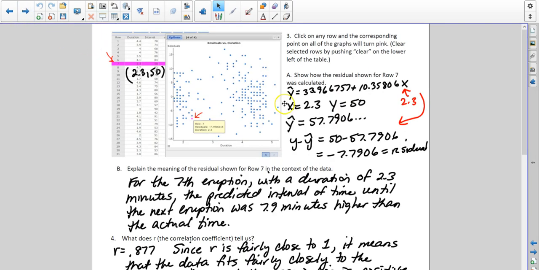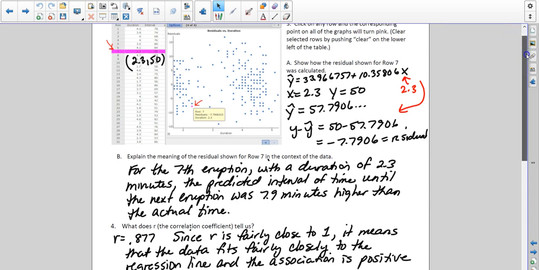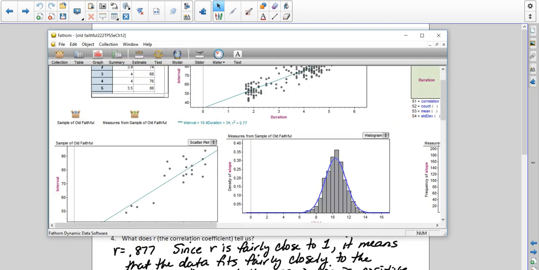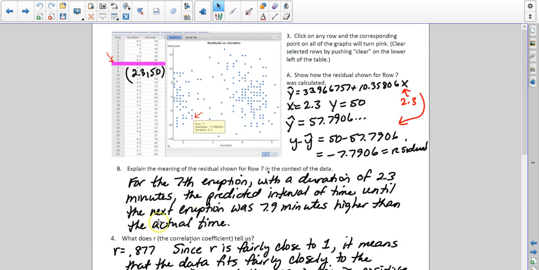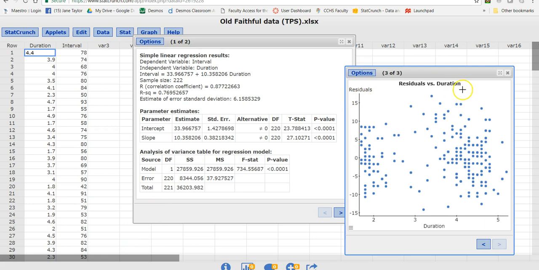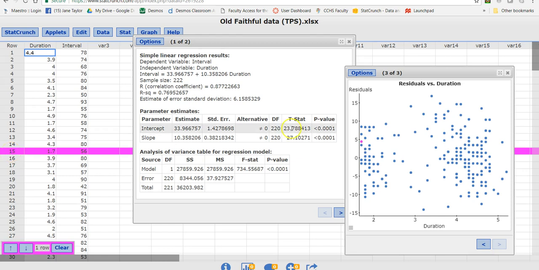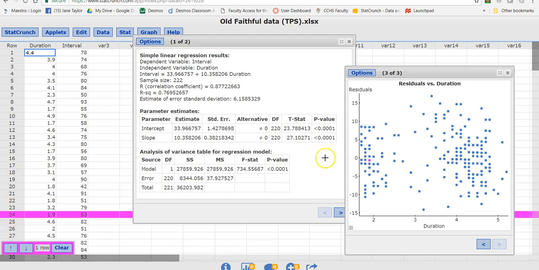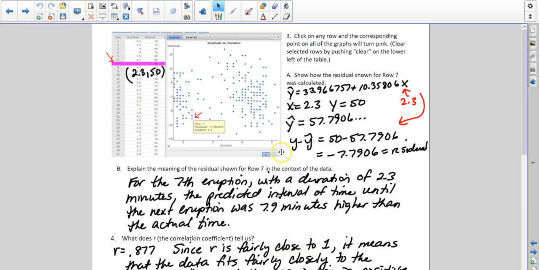Okay, next, we want to click on any row when it talks about our residual plot. So we go back to the residual plot, and I keep clicking the wrong thing. There we go. So the residual plot, basically, if we click on any row in the data, then it will highlight the corresponding value in the table here. And if I just push clear, it'll clear it off. So it'll make it pink. Here's another one. There's another value.